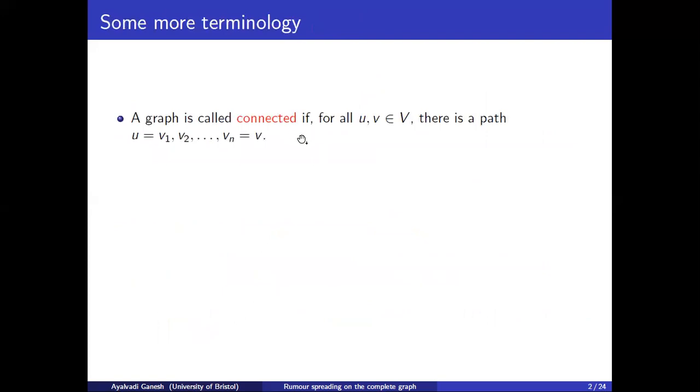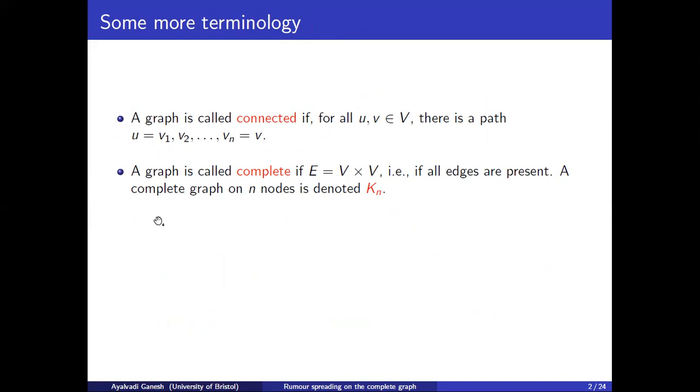We'll call a graph connected if for every pair of distinct vertices, there's a path between them. And again, let me remind you, we don't care about the direction of the edges to say that there's a path between them. So a graph is connected if you can get from anywhere to anywhere else, possibly going along edges in the wrong direction. A graph is called complete if every pair of vertices has an edge between them. And we'll denote the complete graph on n nodes by K sub n.